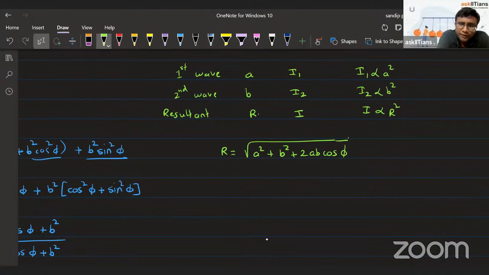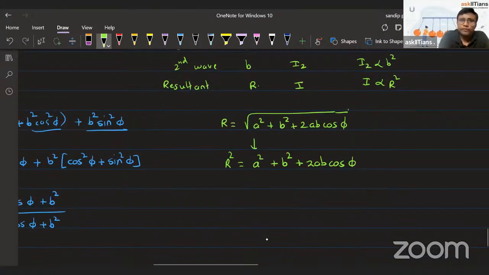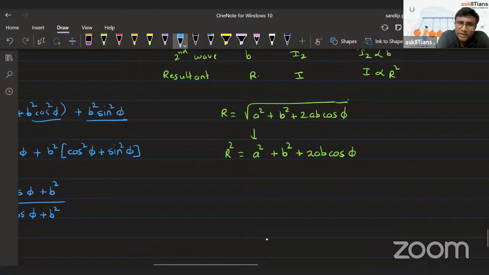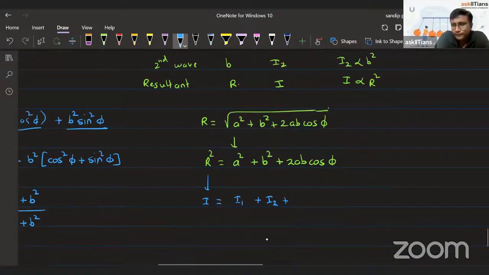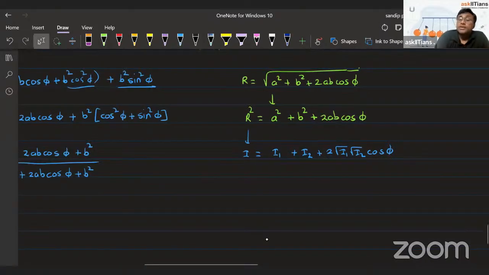So first of all, what I will do, I will square this. So R square is equal to A square plus B square plus 2AB cos phi. So if R square means what? R square is I. A square is I1 plus B square is I2 plus twice root I1 root I2 cos of phi. So this is the intensity.